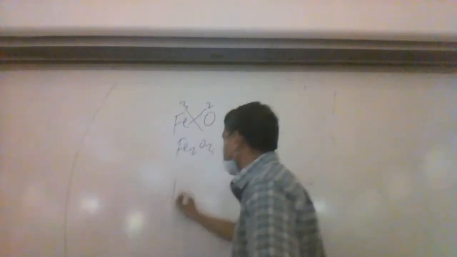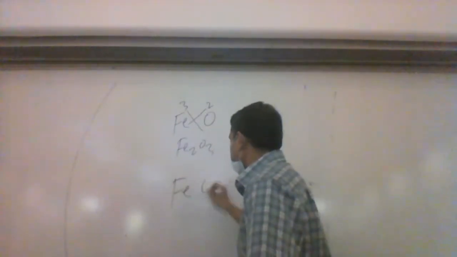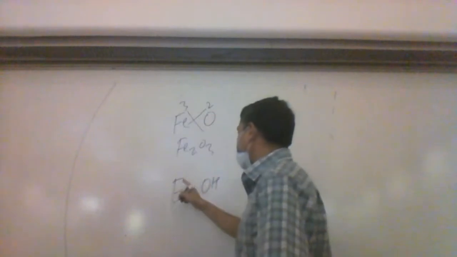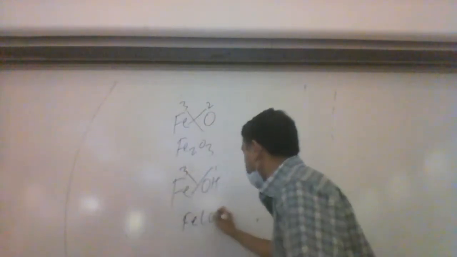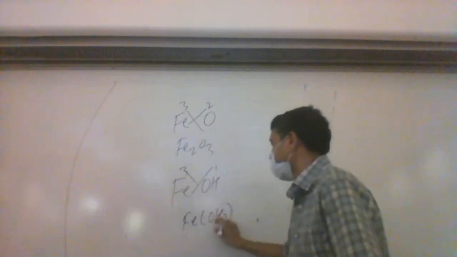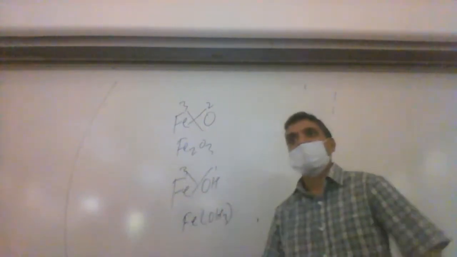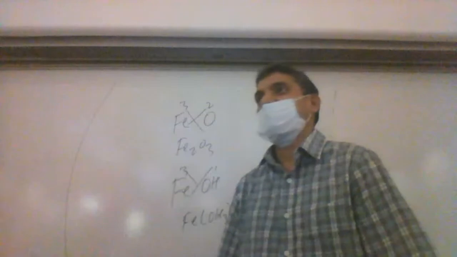How about hydroxide? Let's say this is a metal. I put it with the hydroxide. So maybe this is 3, this is 1, and 1 comes here, 3 comes here. So that is Fe(OH)3. This is also a metal hydroxide, so it doesn't dissolve in water. So most metal hydroxides and oxides don't dissolve in water.